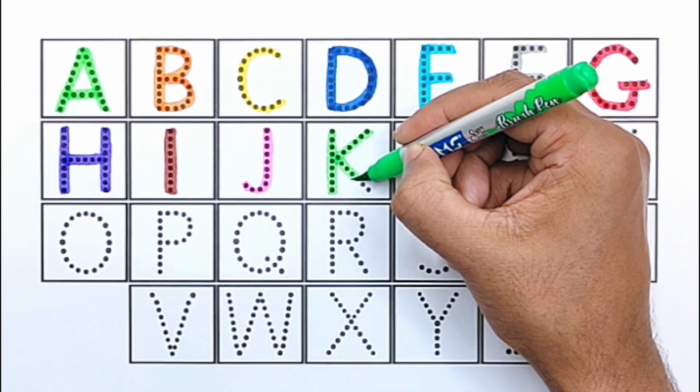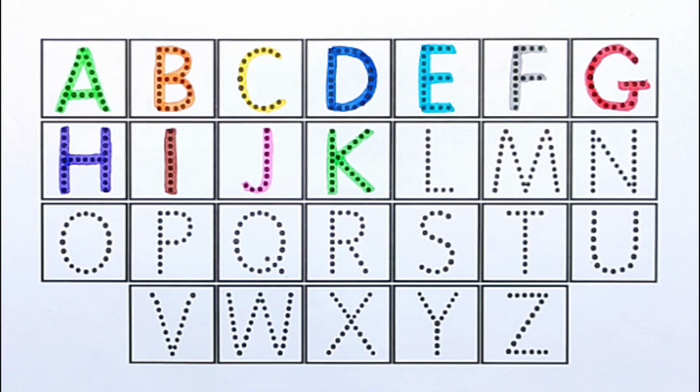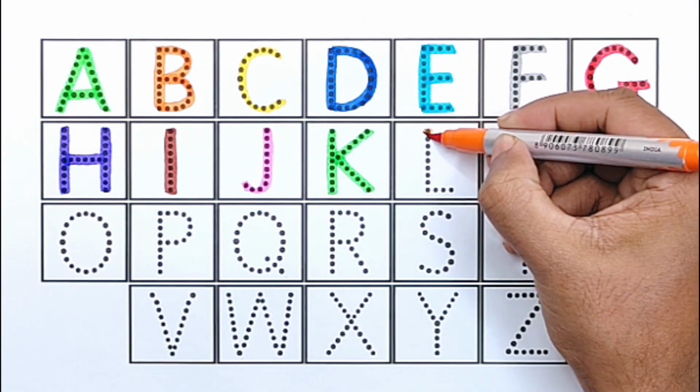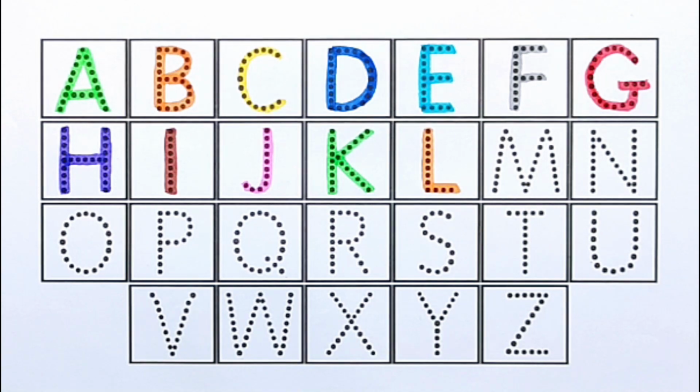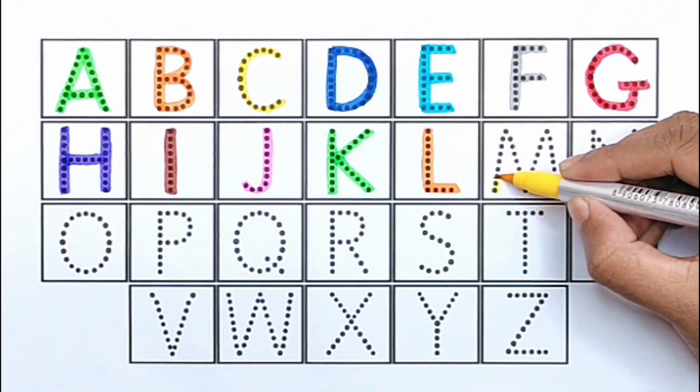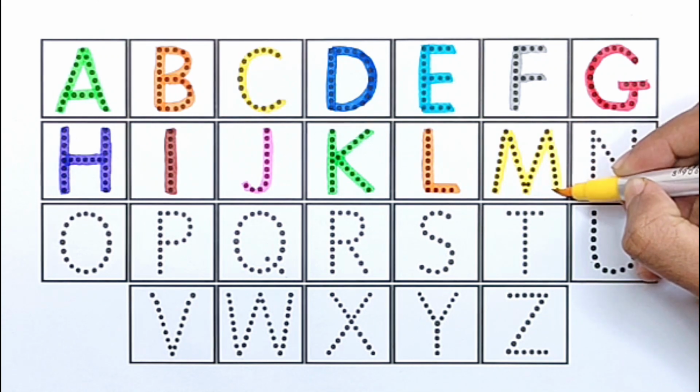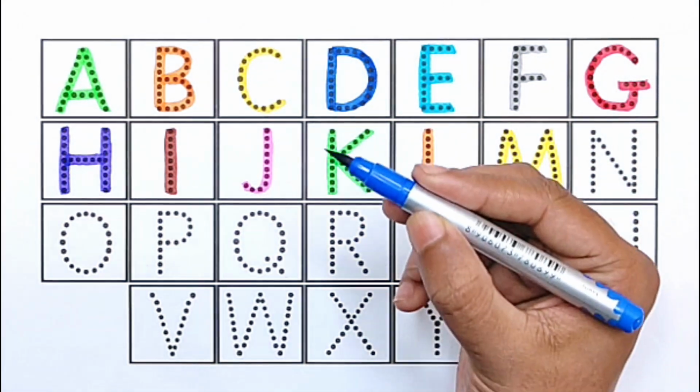K for kite, orange color. L for lollipop, yellow color. M for mango, blue color.